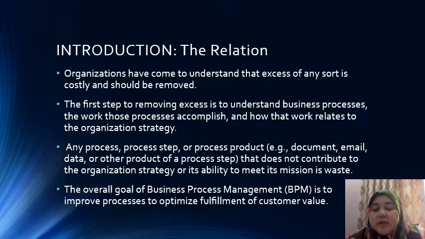So this is going to be the to-be processes. Okay, the work those processes accomplish, what are the outcomes? Is it effective? Is it useful? Is it accurate? And how does that work relate to the organization strategy? Now this is very important. We must relate to the organization strategy, because only then will it achieve satisfaction, effectiveness, and optimization. So this part is very important.